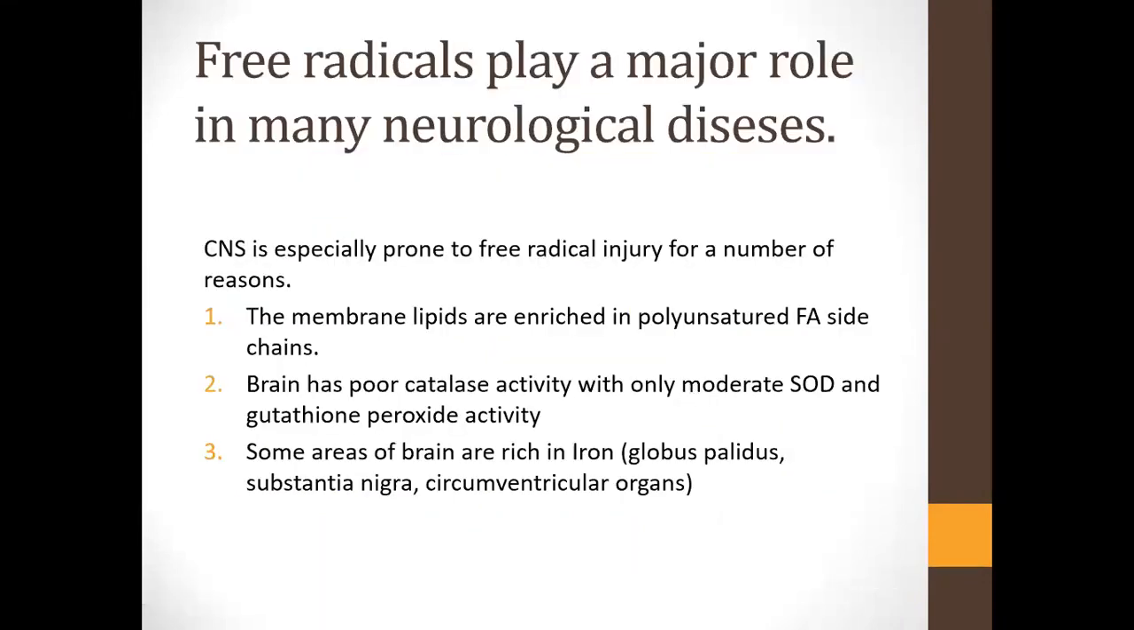Free radicals play a major role in many neurologic diseases. But why is the CNS more susceptible to free radical injury? There are multiple reasons. One of the reasons is that the membrane lipids are enriched in polyunsaturated fatty acid side chains. In the brain, this is especially important. Brain has poor catalase activity with only moderate superoxide dismutase and glutathione peroxidase activity. And finally, some areas of the brain are rich in iron, such as globus pallidus, substantia nigra, and circumventricular organs. For these reasons, the CNS is especially prone to free radical injury.